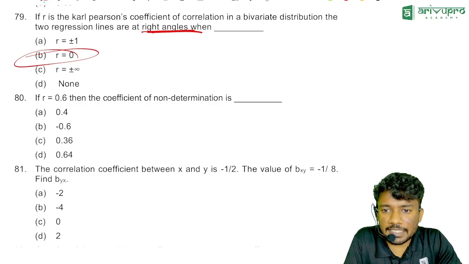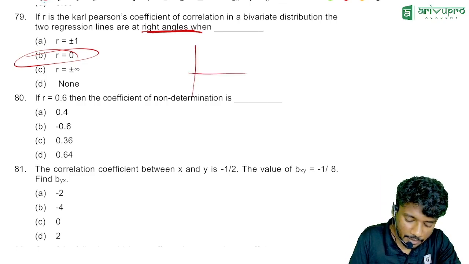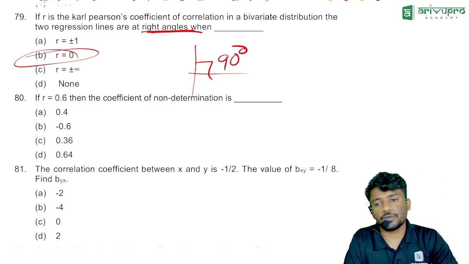Yes. Whenever it is a right angle, the R value is 0. Okay, 90 degrees. Just think that when it is 90 degrees, our R value will be 0.